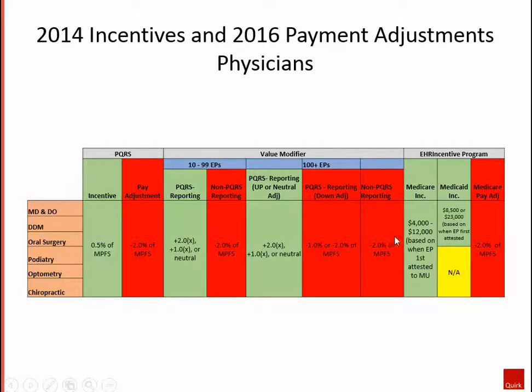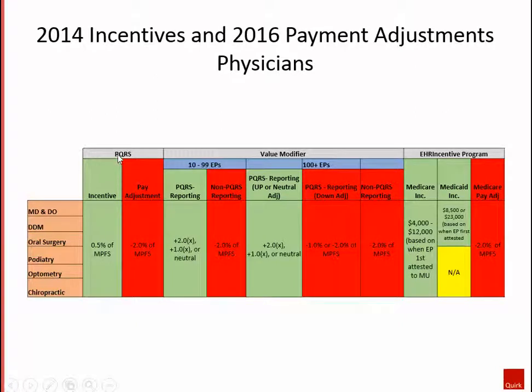Now, one thing to keep in mind is if they do not report on PQRS, it's automatically going to be 2%. So the reason that this is so important is because remember, if you do not report on PQRS, you will receive a 2% Medicare fee-for-service downward adjustment for PQRS. But then another 2% value modifier downward adjustment. So right away, you're looking at a 4% downward adjustment on your Medicare fee-for-service simply for not reporting PQRS.